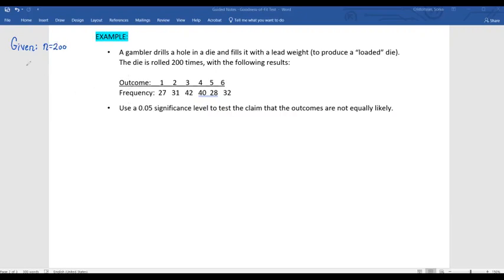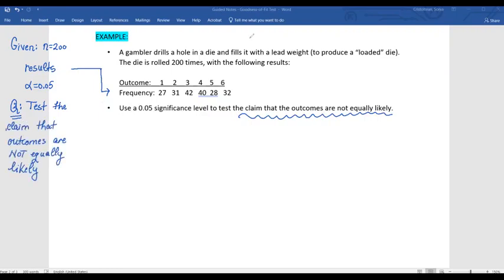Okay, so I'll just say results. We can see those right here, and we need to use 0.05 level of significance. So the question is, test the claim that the outcomes are not equally likely. This is the first time I'm not really using symbols because I don't really know how to write this down yet. I'll just simply write it down in words and then we'll figure it out.